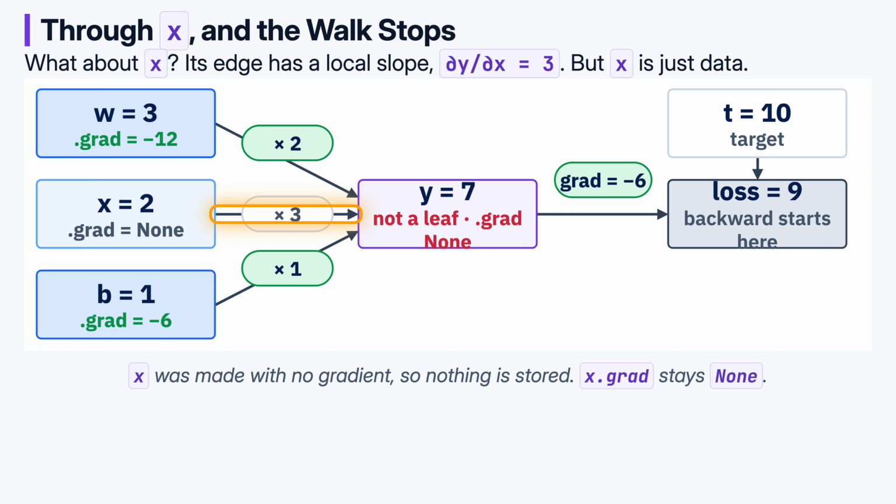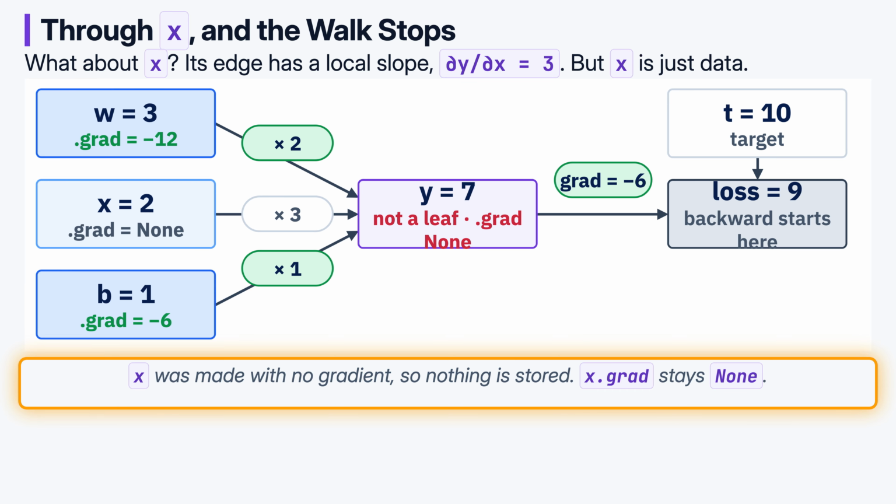What about x? Its edge does have a local slope, the slope of y with respect to x, which is 3. But that chip is gray for a reason. x was made with no gradient, so autograd stores nothing for it. x.grad stays None. Autograd just skips it. The slope is real math, but it stays gray. Autograd never uses this edge because x is only data. So x.grad is None.